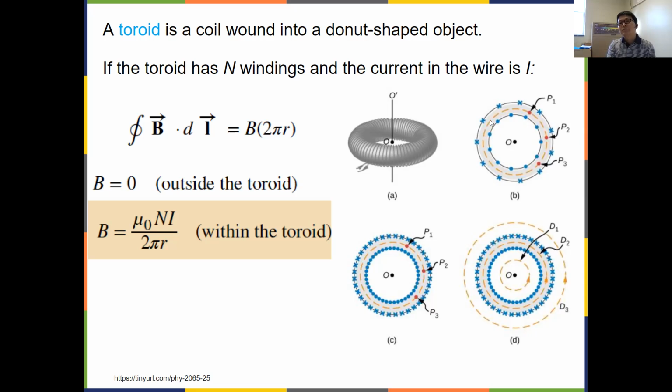So you do B on this closed path times dL, which means B times 2 pi R. B times 2 pi R equals the current enclosed. We'll be counting just this side, the inner side. So B times 2 pi R equals mu naught times N times I again. Then B equals mu naught N I over 2 pi R. So this is for the toroid.